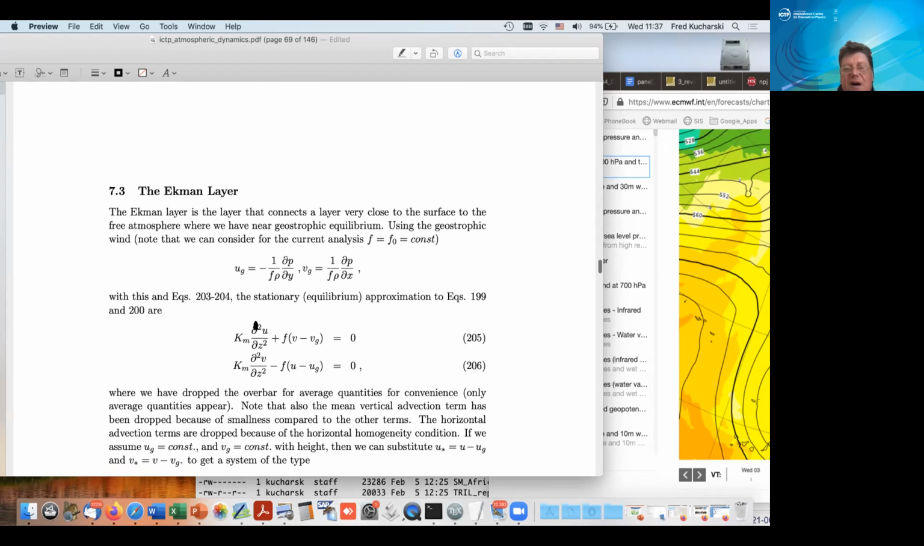If the action of our friction on the flow is zero, then we have geostrophic equilibrium. The solution would be the wind is the geostrophic wind for both components. But the action of the turbulent eddies disturbs our geostrophic equilibrium in this boundary layer that connects the surface with the free atmosphere. So this is the set of equations that we want to solve in this lecture.